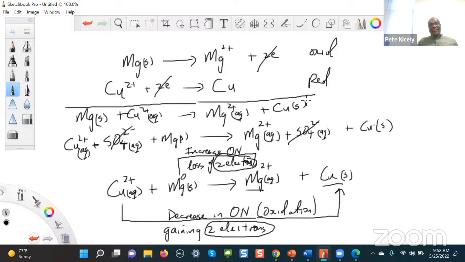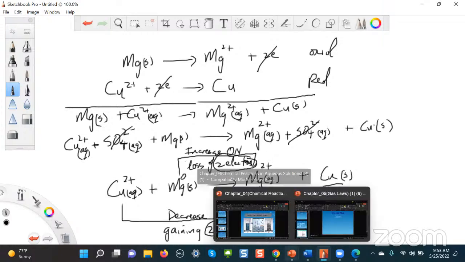So, any questions about what we have discussed so far with respect to redox reactions? Because it's very important that you understand all of this here before we move on to actually balancing redox equations. So, any questions about this? Any questions? No question. Okay.